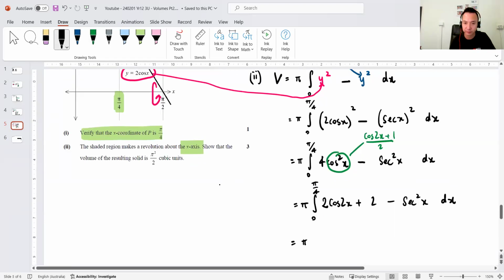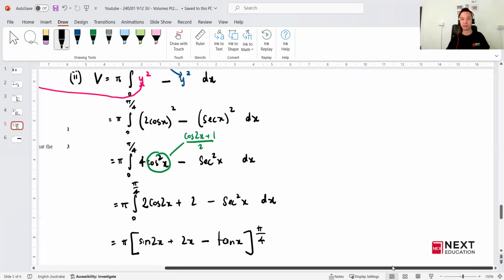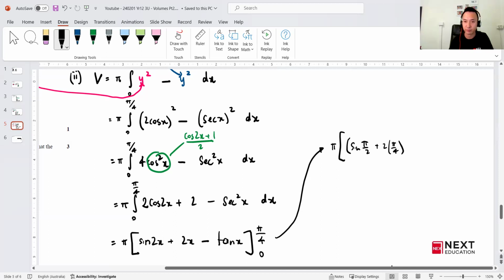Equals pi. Now the derivative of 2x is there, so that's just sine 2x, plus 2, which is 2x, and that is just tan x, pi on 4 and 0. Guys, I have no more space below, so I'm just going to come over here for the final answer. So pi outside of, so sub pi on 4 in, so that's sine pi on 2 because I'm doubling it, plus 2 times pi on 4, minus tan pi on 4.